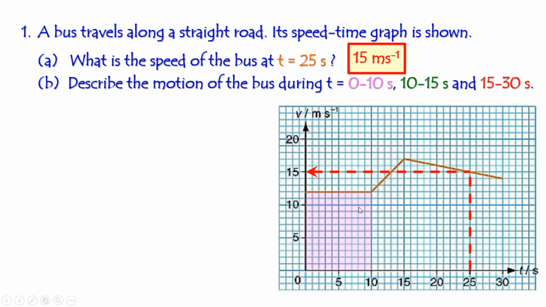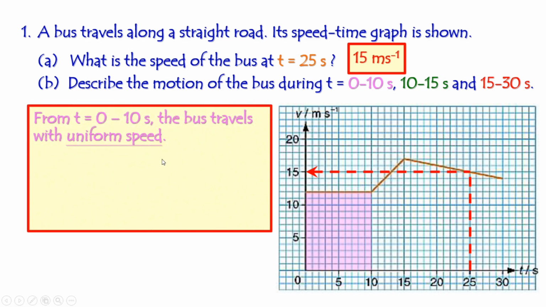The first part, 0 to 10 seconds. Okay? Look at the graph. For the first part of the journey, the speed of the graph initially is at 12 meters per second. And in the first 10 seconds, the speed is kept constant at 12 meters per second. So you can say that when t is 0 to 10 seconds, the bus travels with uniform speed. Uniform means the speed is constant throughout the first 10 seconds.